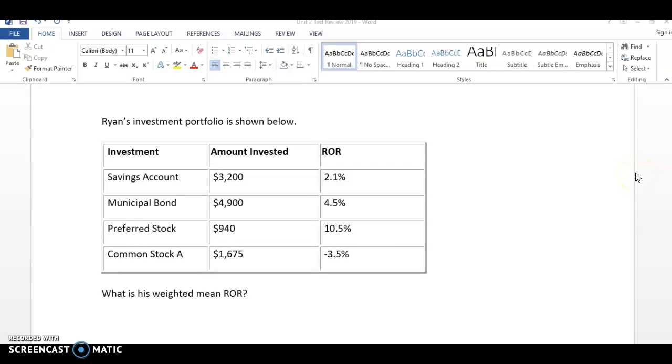Okay, for our example here, we have Ryan, and we have his investment portfolio shown below. So we've got our savings account, municipal bonds, preferred stock, and common stocks. So we want to know, what is his weighted mean ROR? His weighted mean return here is what we're looking for.